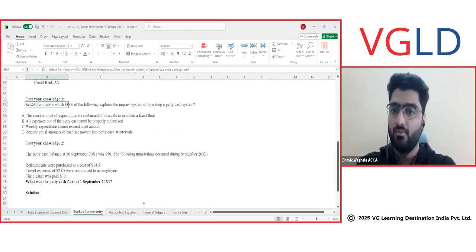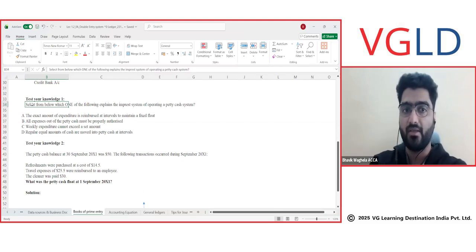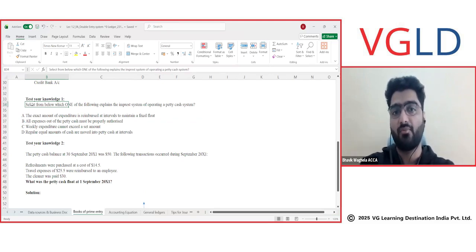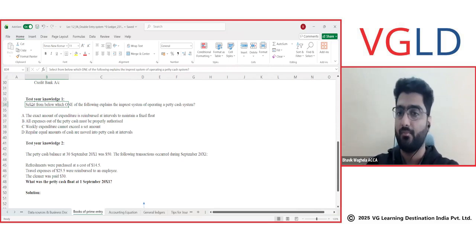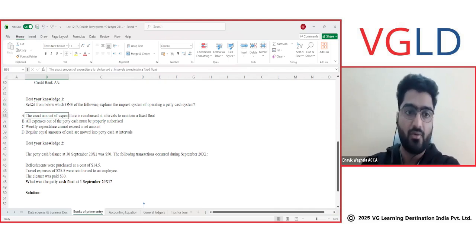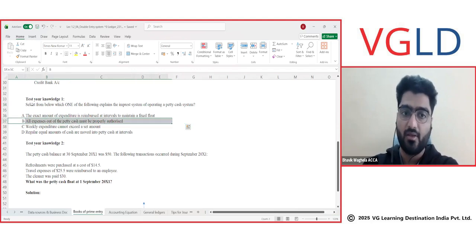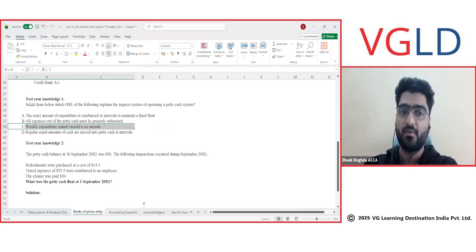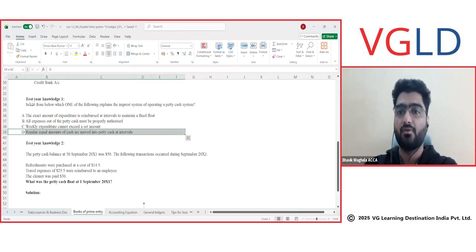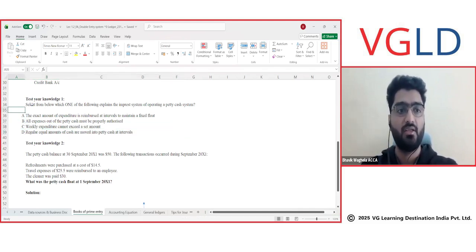Select from below which one of the following explains the imprest system of operating a petty cash system. A: The exact amount of expenditure is reimbursed at intervals to maintain a fixed float. B: All expenses out of the petty cash must be properly authorized. C: Weekly expenditure cannot exceed a set amount. D: Regular equal amounts of cash are moved into petty cash at intervals. Tell me, what is the answer? A, B, C, or D?